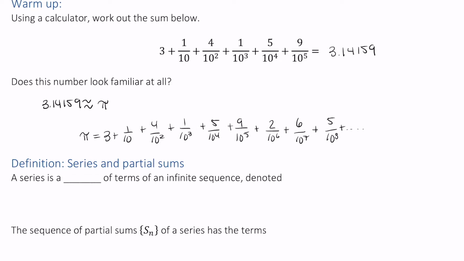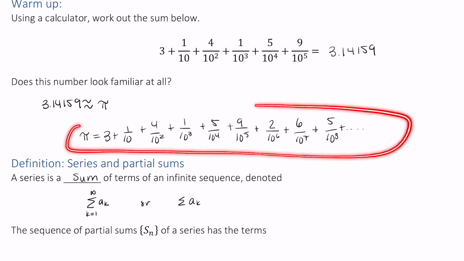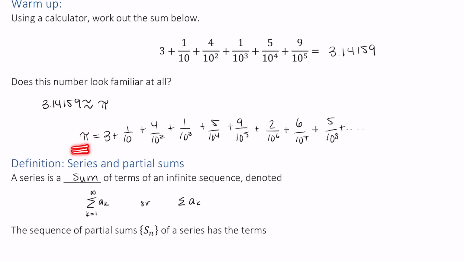Definition: a series is a sum of terms of an infinite sequence, and this is denoted as the sum of a sub k, and we can include limits sometimes, or we can just write this as a sum of a sub k. And that is what we did here. This is the sum added up. This is our whole series, and if we add it up, it will eventually get to pi.